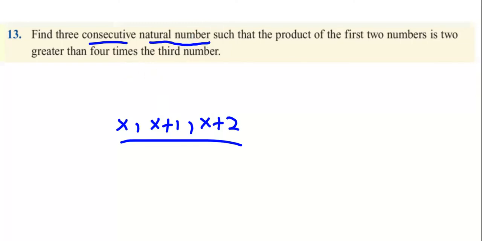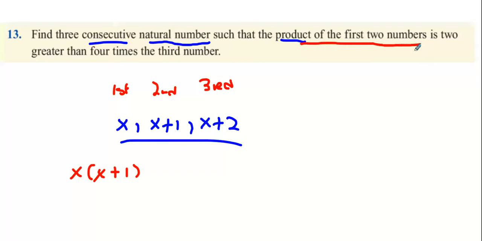Now when you see the word product, it means you multiply. So the product means multiply. So this is the first number, this is the second number, and this is the third number. The third number is the biggest because it has a 2 on it. The product of the first 2 numbers means multiply the first number by the second number. x times x plus 1. That's the product of the first 2 numbers.